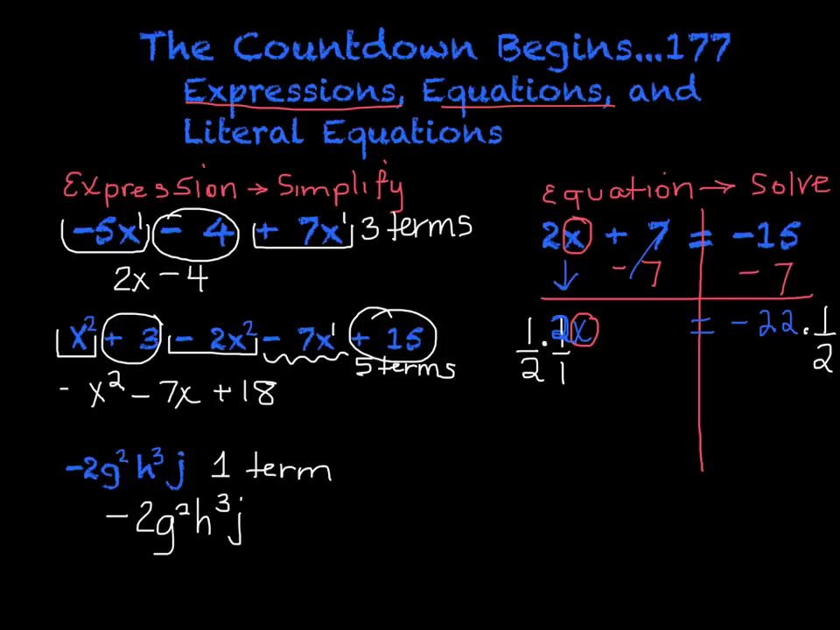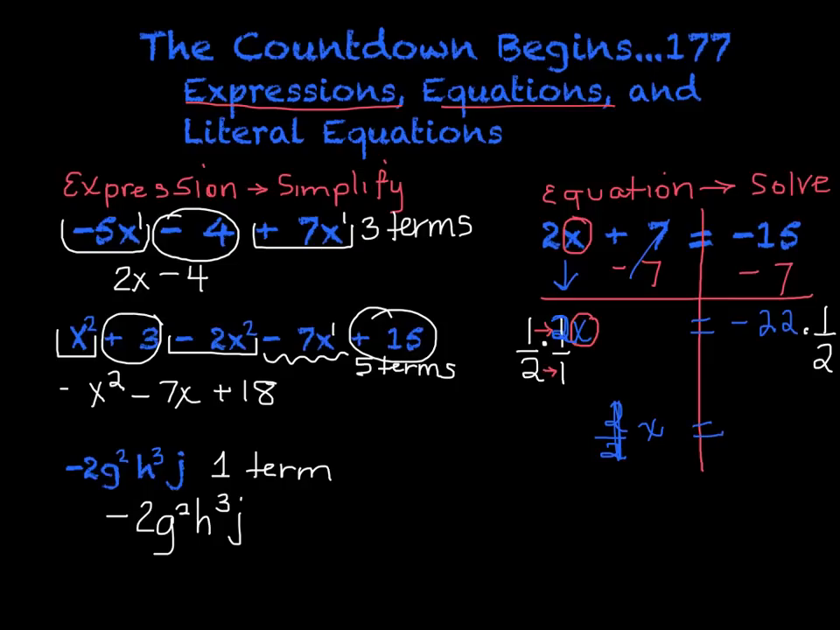Okay, and I'm multiplying by 2 over 1. And when I multiply across the top, so 2 over 1, 1 times 2 is going to give me 2. Then I'm going to multiply across the bottom. 2 times 1 is going to give me 2. And then I have my x. But 2 over 2, x is 1.